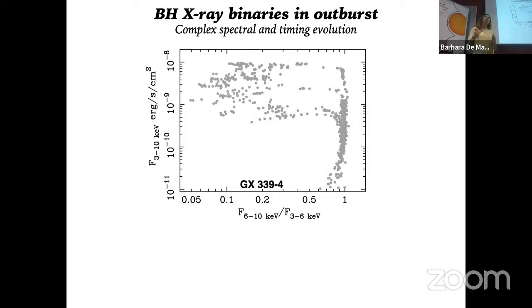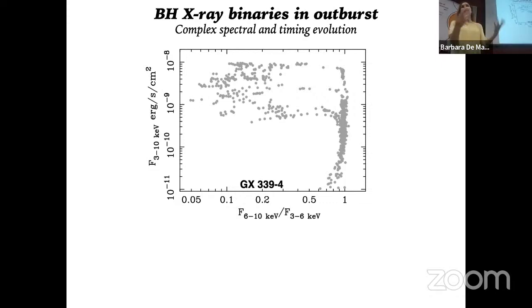They spend most of their time in a quiescent state, which means that they are barely or not observable in the X-ray. However, they undergo outbursts of activity from time to time. And when this happens, they can change their luminosity by several orders of magnitude. So during an outburst, they undergo a complex evolution of both the spectral and timing properties.